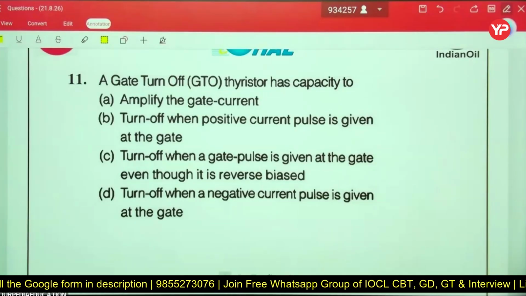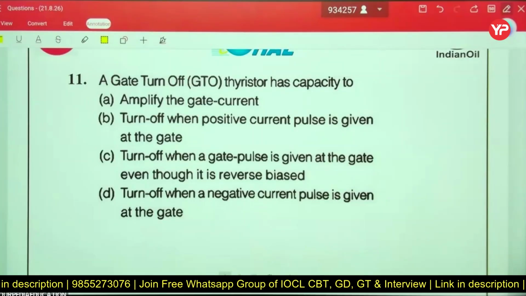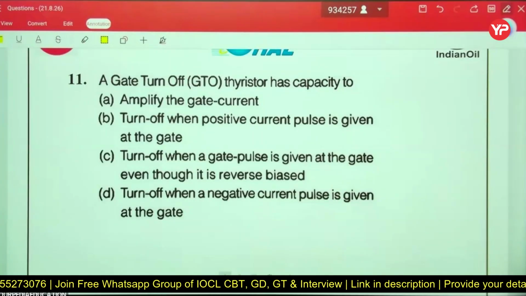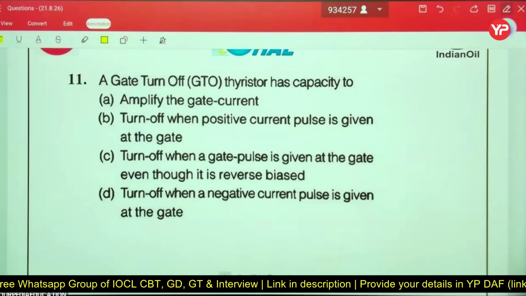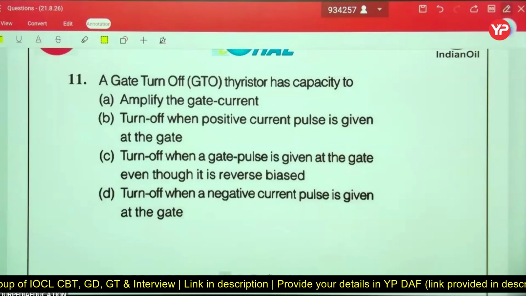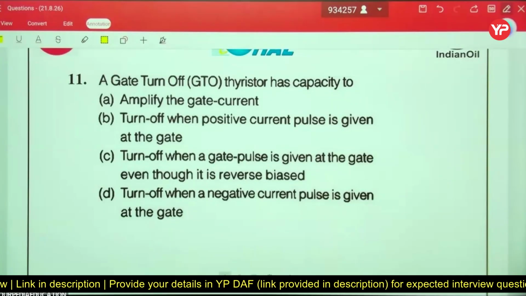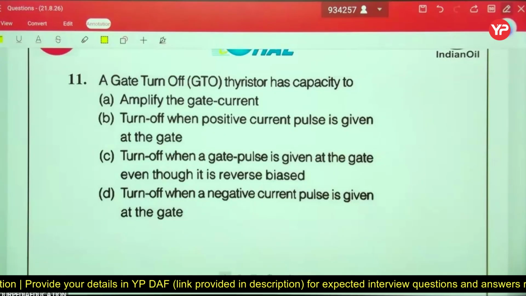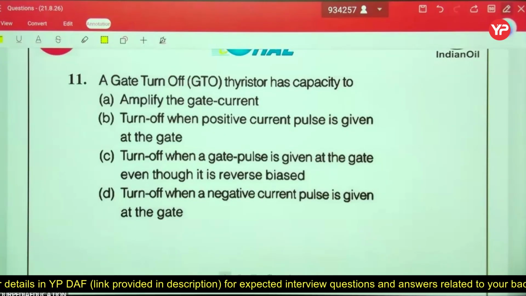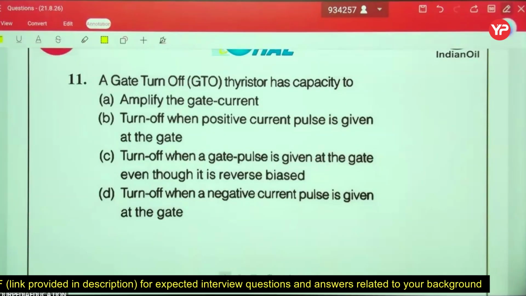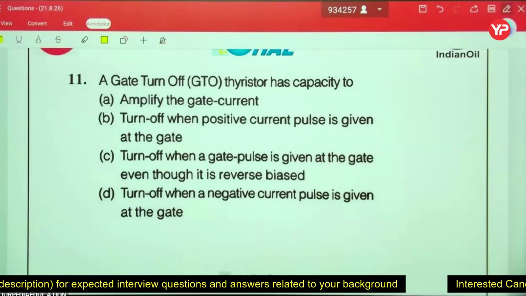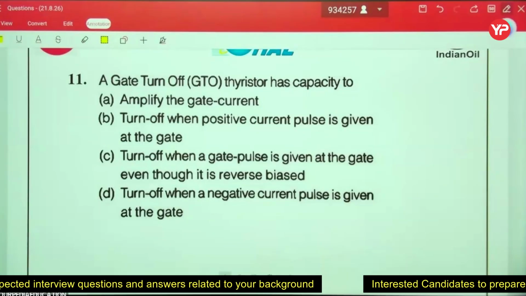Why is it said to be gate turn off? Because with the help of negative gate current, it will be turned off. That is the biggest difference between the GTO and SCR. SCR is turned off by using an auxiliary circuit, and this auxiliary circuit we call the commutation circuit. Okay, tell me the right answer.